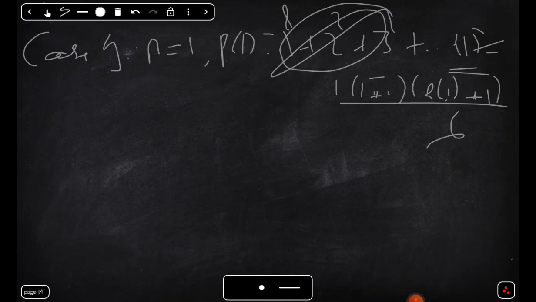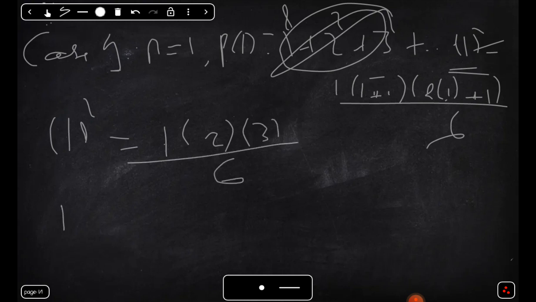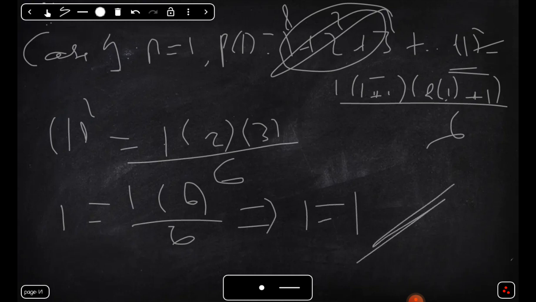Okay, so when we have this, you notice that on the left hand side we already have 1. So we have 1 squared is equal to 1 into 1 plus 1 is 2, 2 times 1 is 2 plus 1 is 3, all over 6. So here we have 1 squared is 1, which is equal to 1 into 6 over 6. So this implies 1 is equal to 1. Thus, the basic step holds for the mathematical induction.